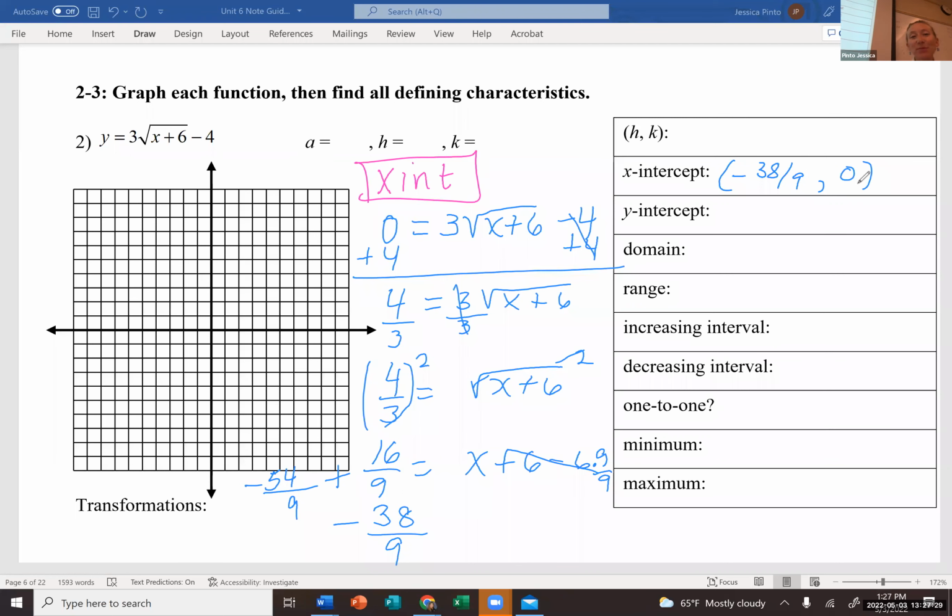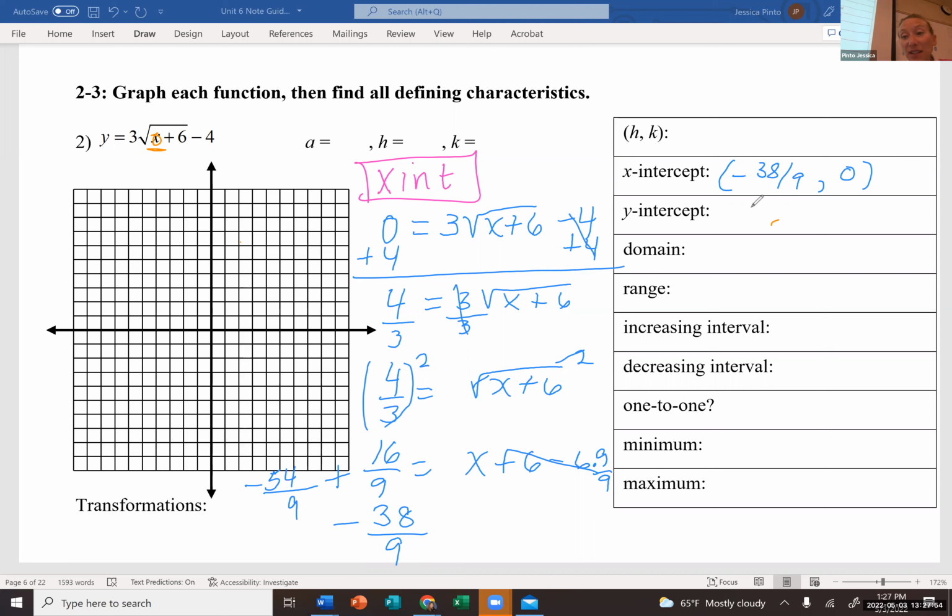So our y-intercept is so much easier. So don't worry too much. Our y-intercept, we're going to plug in 0 for x. And let's do a little bit of mental math. Enrique, passing that on. Tony, what is 0 plus 6? Yes. And so do we know the square root of 6? I don't know it either. And so I'm going to leave it as exact.